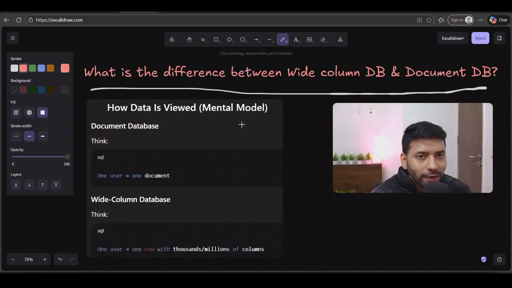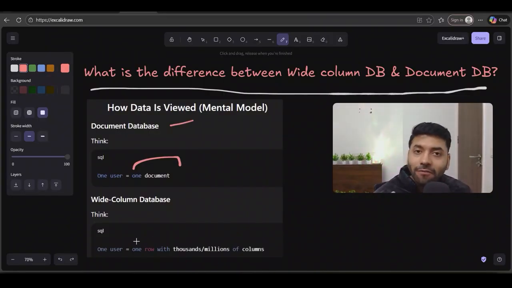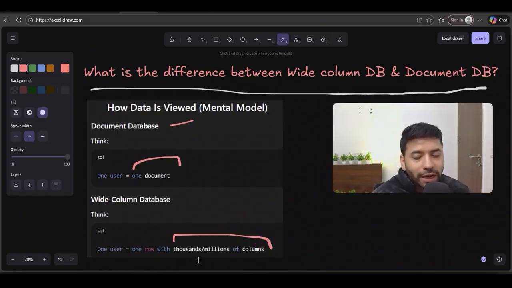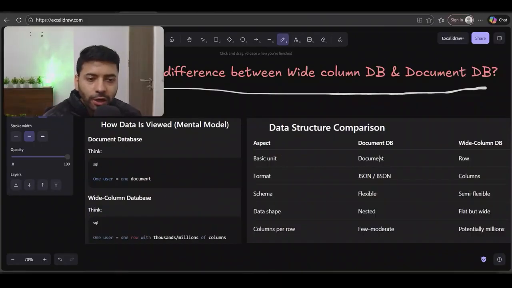The first thing, like we discussed, in document database we will store it in the document. So there will be one document, and it will contain all that information. Say for one user ID we will have one document. When we talk about wide column database, for one user ID we will have one row key, and inside that we can have thousands or millions of columns. So how data is present in both is completely different. The basic unit for document DB is the document, whereas for wide column DB it's the row key. Inside the row key you will have a lot of columns.